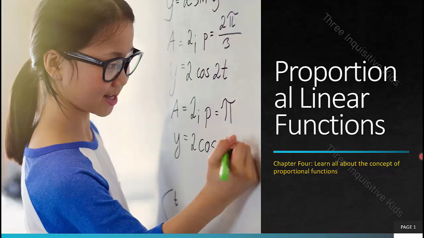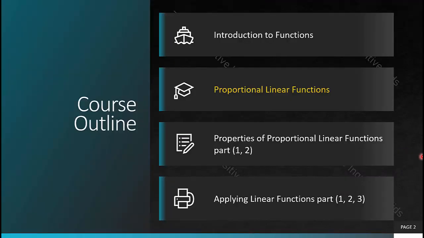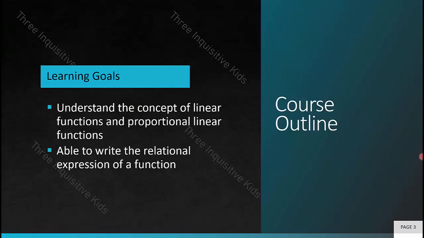In this lesson, we will be learning all about proportional linear functions. Chapter 4. Learn all about the concept of proportional functions. As you can see, this is the second lesson of Unit 4. So in the previous lesson, we had the introduction to functions where we learned about the basic properties and the concept of functions. Now we're going to look at something called proportional linear functions. Learning goals. Understand the concept of linear functions and proportional linear functions. Able to write the relational expression of a function.